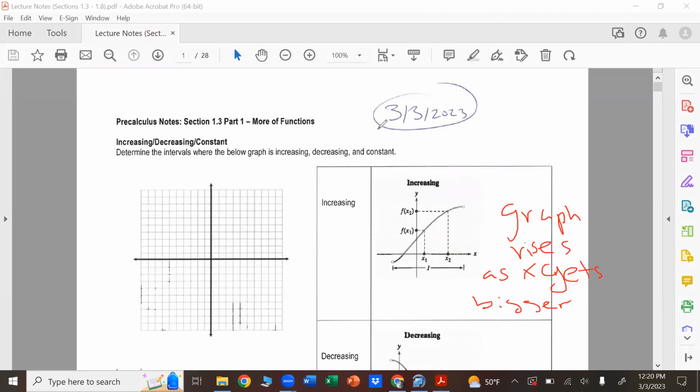Also, another way to think about it too, I'm going to put my calculus hat on because we should do that. Also, if you draw a tangent line, it should have a positive slope. So for example, do you guys know what tangent lines mean?